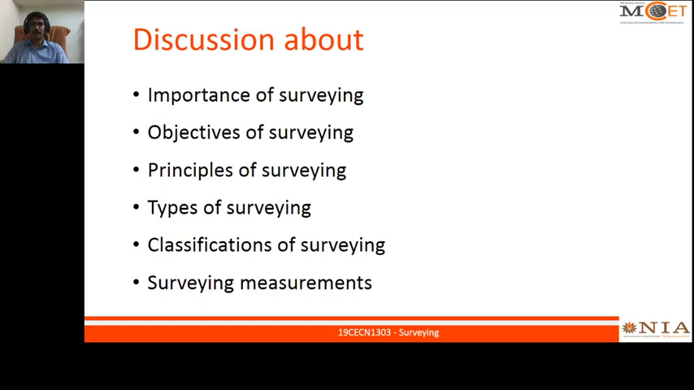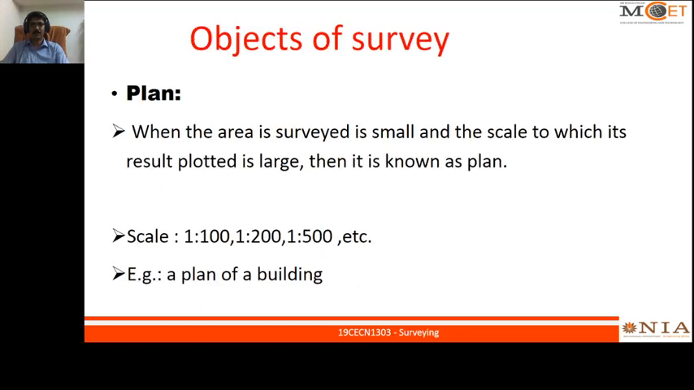So now we have understood the importance of surveying. Next is the objectives of surveying that we are going to discuss. One thing is the end product of surveying. I need to draw a plan or a map. Right? These are the two main objectives of a survey. What is a plan? What is a map? What is the difference between them?